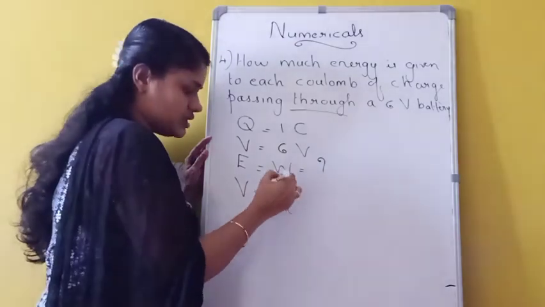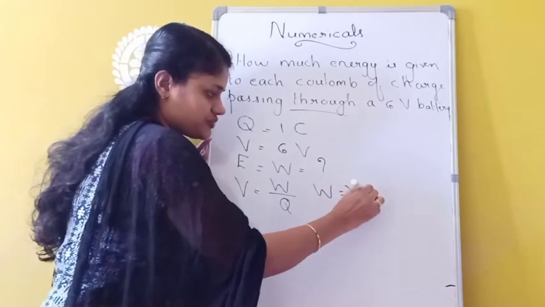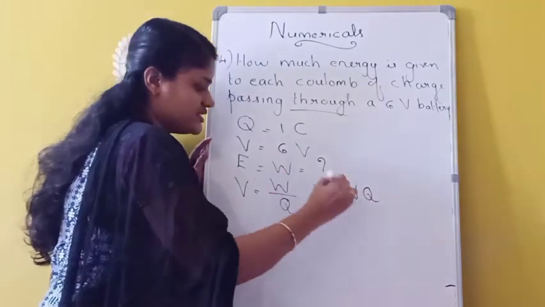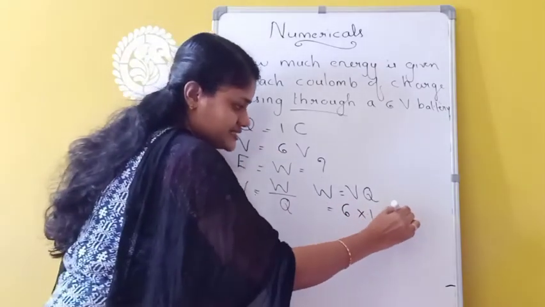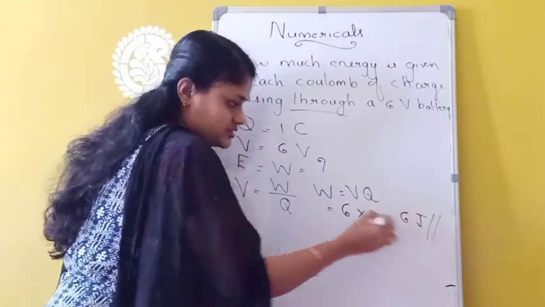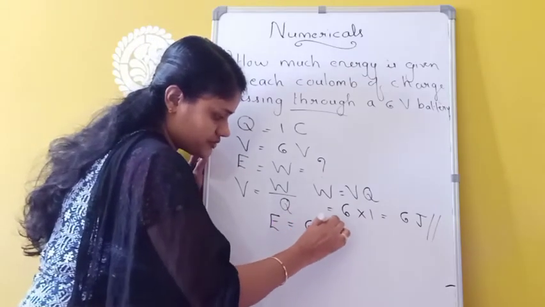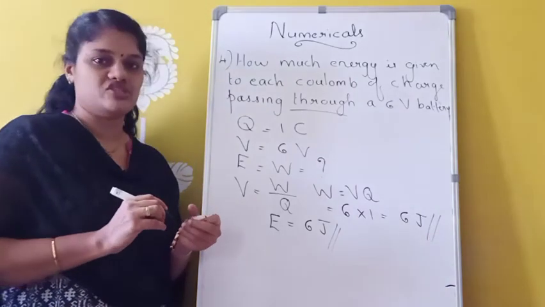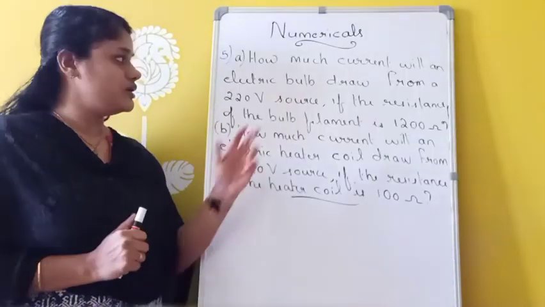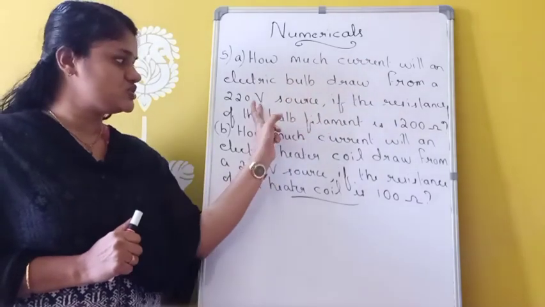So from this, what we have to find out is work done. So W equals V into Q. That is equivalent to 6 into charge 1, that means 6 joule. So work done is 6 joule. That means energy is also 6 joule. So 6 joule is the energy given to each coulomb of charge. Fifth problem. How much current will an electric bulb draw from a 220 volt source?